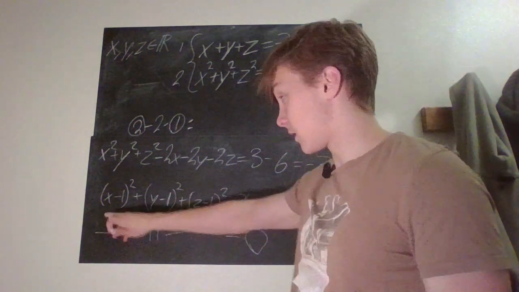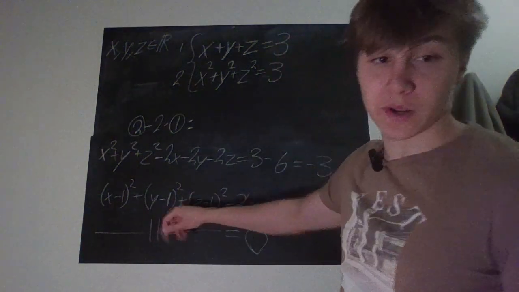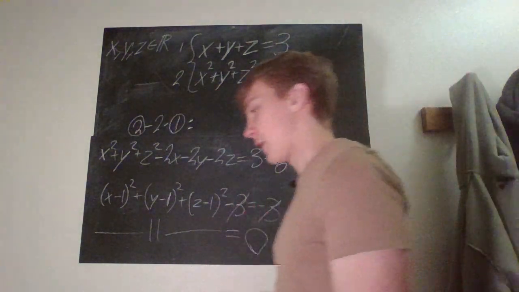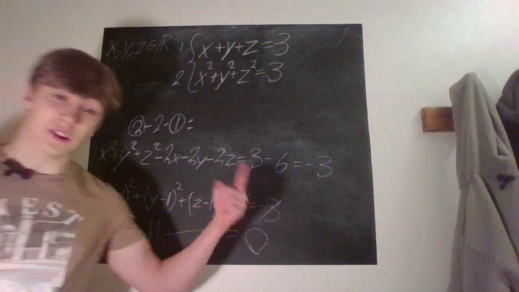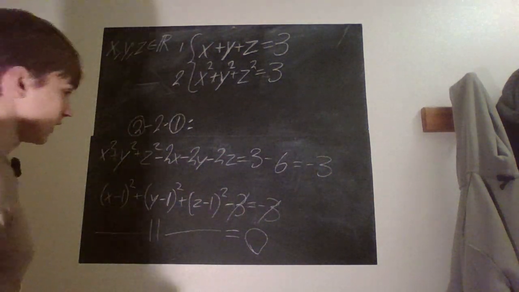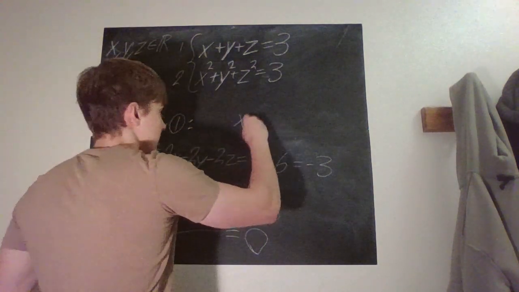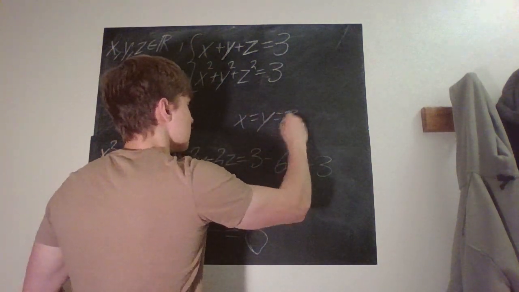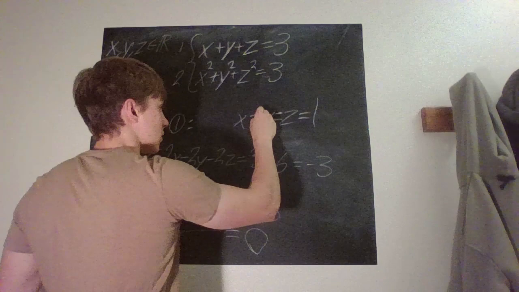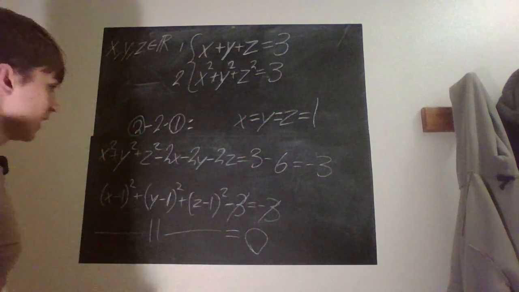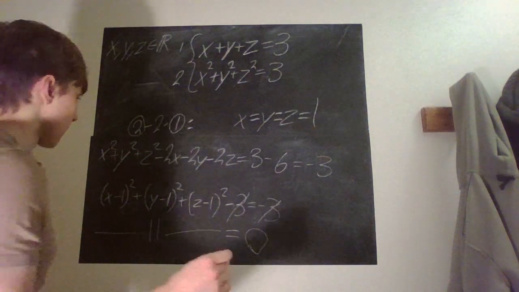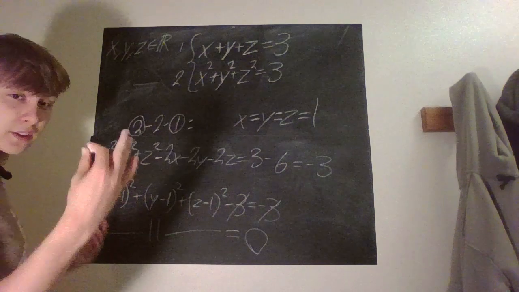Okay, so now we have that something squared plus something squared plus something squared is equal to 0. And since all of these squares are each bigger than or equal to 0, that means that all of them have to be equal to 0, meaning that x is equal to y is equal to z is equal to 1. And this is our only solution, because here we have done nothing that could create new answers.